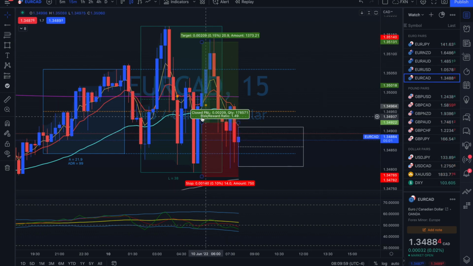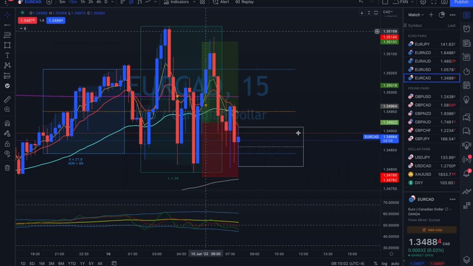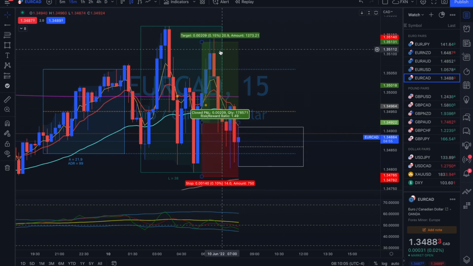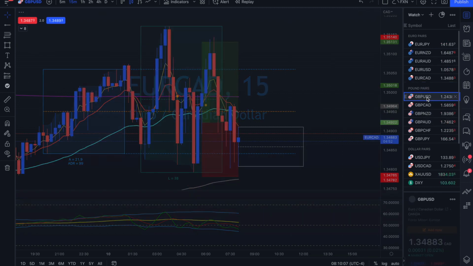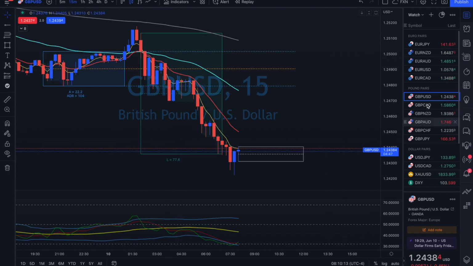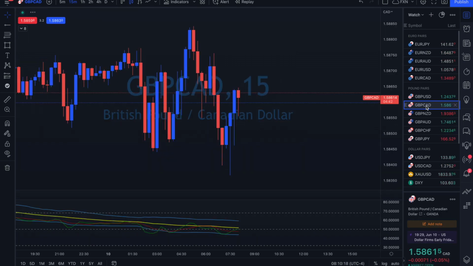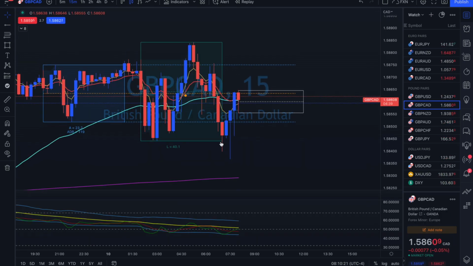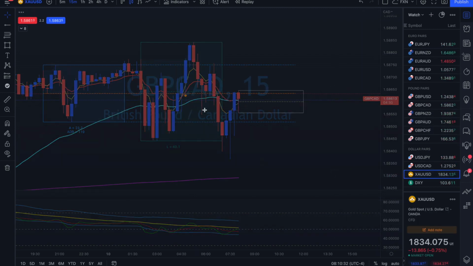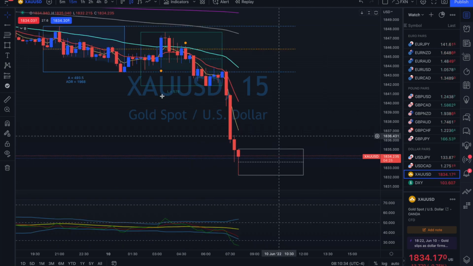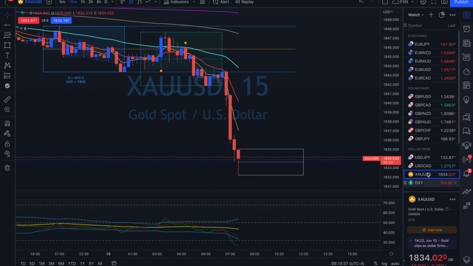If you've caught the first move here, you would have been in profit, 20 pips or whatever, and you would have gotten out. Pound USD, if you trade that, you would have had a great day. Again, good move, good type 3 setup. Pound CAD, another good trade there on a type 2 buy. If you trade gold, phenomenal trade on gold, as you could see, a type 3 there that we talked about.